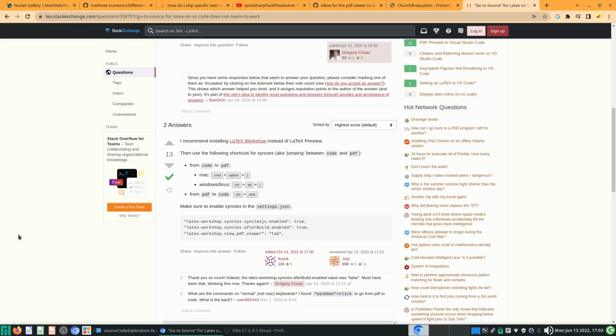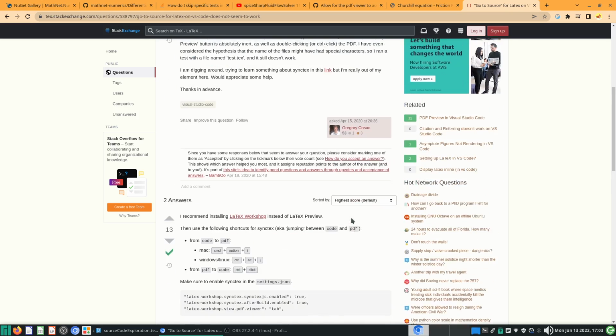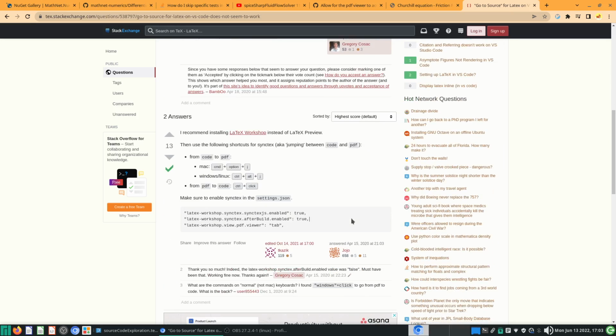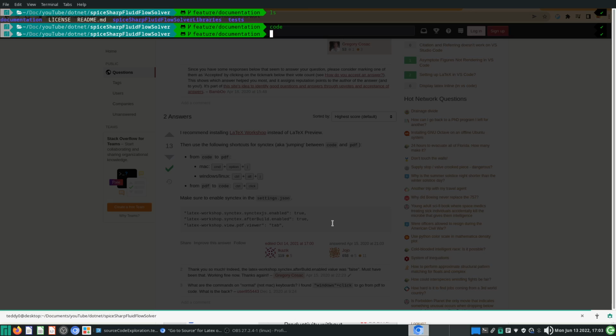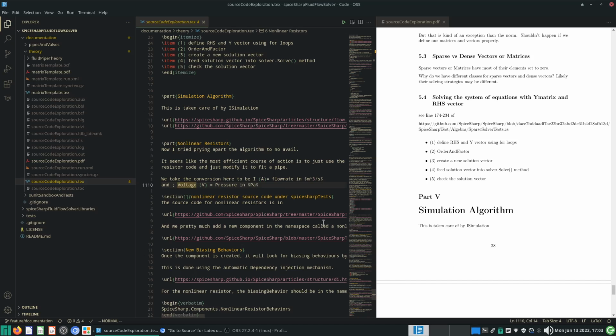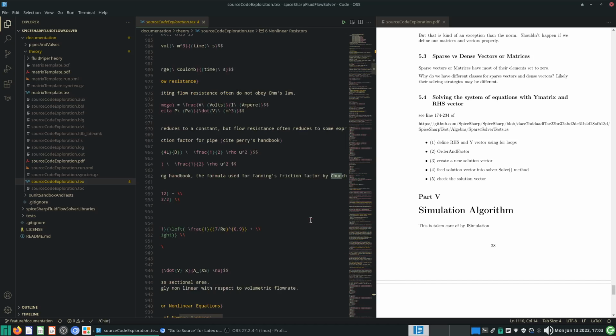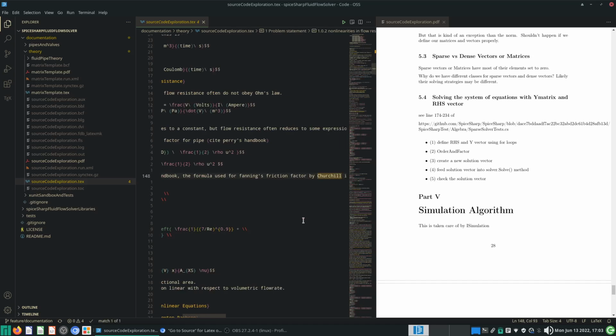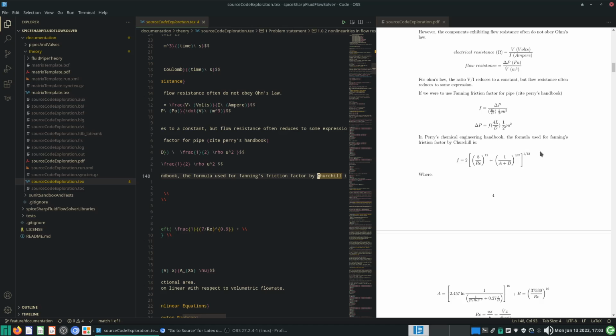As always, Stack Overflow comes to the rescue. This is the answer given by, I think, Jojo. What you're supposed to do if you want to use the command to jump to a specific line of code is to use Ctrl-Alt-J. So let me look for the Churchill. Okay, Ctrl-Alt-J will bring you straight to here.